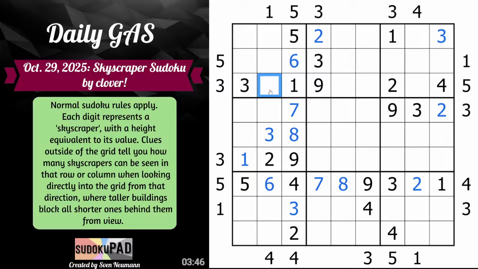And here's something I wasn't even thinking about. This can only be 7 or 8. That means we know that 5 and 6 must go here. So that just leaves us with a 7-8 pair, which is actually going to be resolvable. 7, 8.